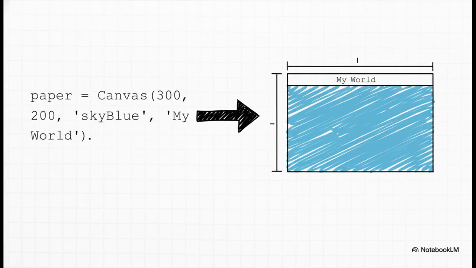But you know, a plain white square is kind of boring, isn't it? The really cool part is that we can customize our canvas right from the get-go. By adding just a few details to our command, we can set the width and height, change the background color to a nice sky blue, and even give our window a title. Bam! Instantly, we've set the scene.